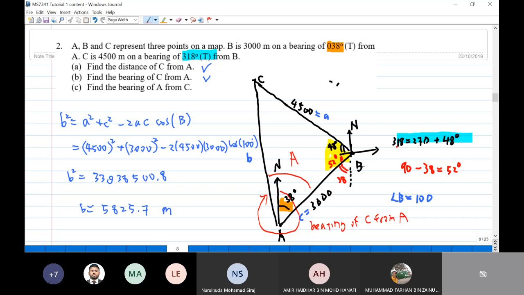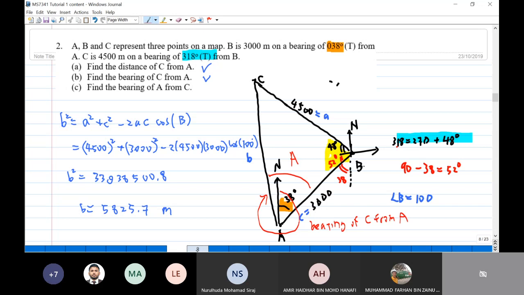So what law can you use now? A opposite, you get 4500, and B I know is 5825.7, and I can use 100 degrees there. So I can find angle A now. This is how you find angle A first, then later you can find the bearing of C from A. This is how you solve this.